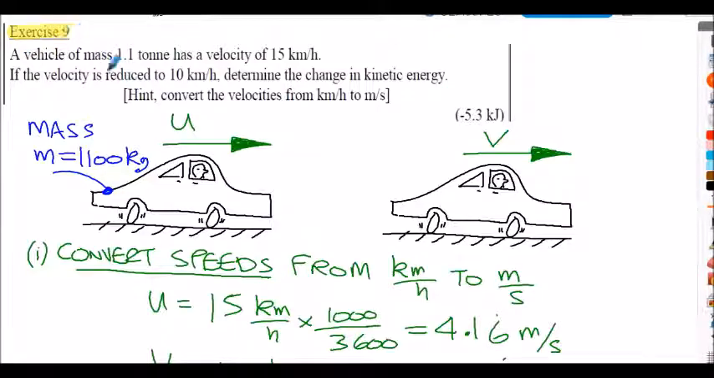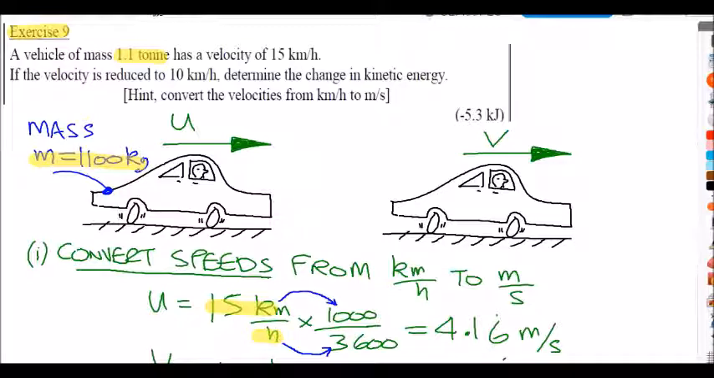Exercise 9, here's the full solution. So our vehicle of 1.1 tonne, be very careful with that piece of information. We have to convert that to kilograms, as kilograms is a base unit in the SI system. So the mass of the vehicle is 1,100 kilograms. Its initial velocity is given as 15 kilometers per hour. So remember the conversion from the previous presentation. To convert kilometers into meters, we multiply the numerator by 1,000. And to convert hours into seconds, we multiply the denominator by 3,600. There are 3,600 seconds in an hour.